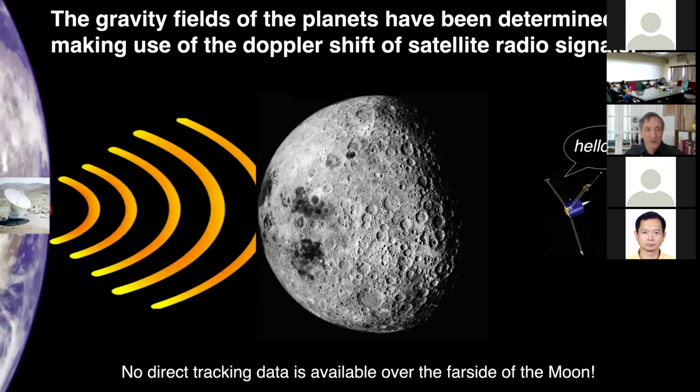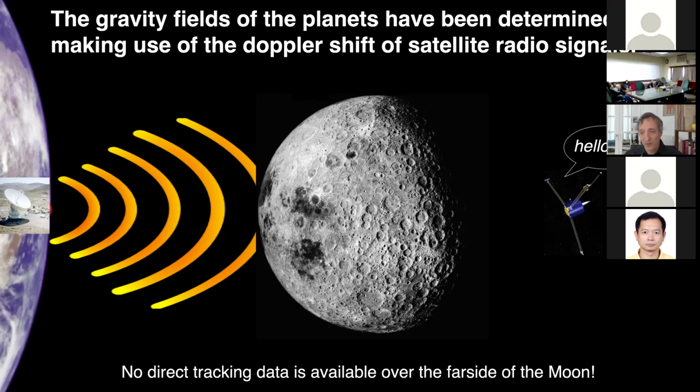Okay, so how do we measure gravity? Well, we have measured the gravity field of almost all of the terrestrial planets and outer planets in our solar system. The way we generally do this is we send a spacecraft, put it in orbit, and we send a radio signal back to the Earth. We measure the Doppler shift, and the Doppler shift gives us information about how the satellite is being accelerated. Now, this works great for Venus, for Mercury, for Mars, and for the Earth.